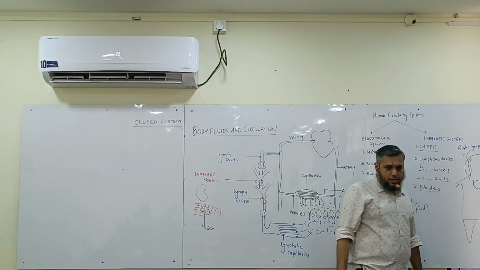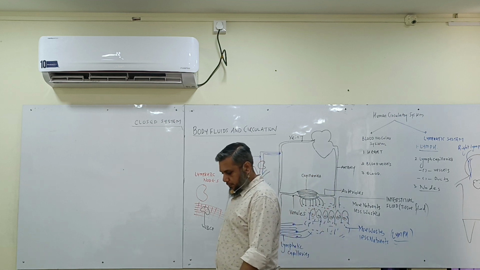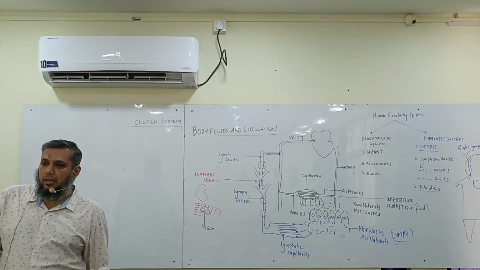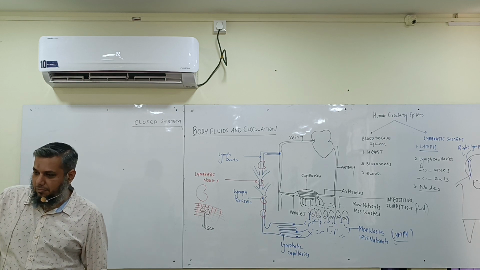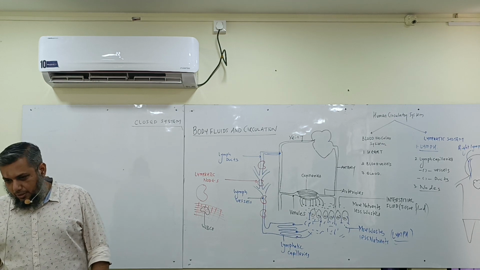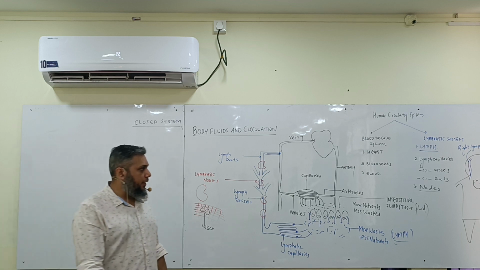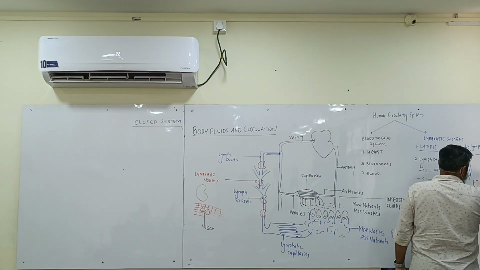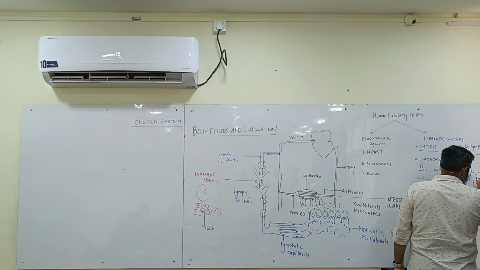So who are the two main ducts, guys? Left lymphatic duct and right lymphatic duct. What do they collect? Lymph. And where will they drain the lymph into? They will drain it into the left and the right subclavian, which will ultimately give to the superior vena cava that will go into the heart.